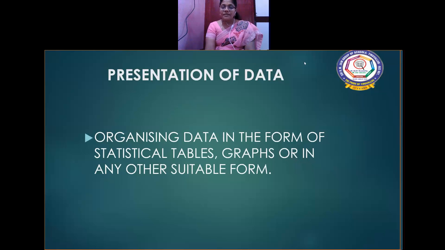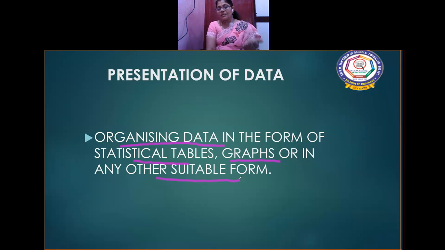Next one, presentation of data. So we collected the data, now we are going to present it. This means organizing data in the form of statistical tables, graphs, or in any other suitable form. The data collected, we are going to present either in a tabulation form or through graphs.